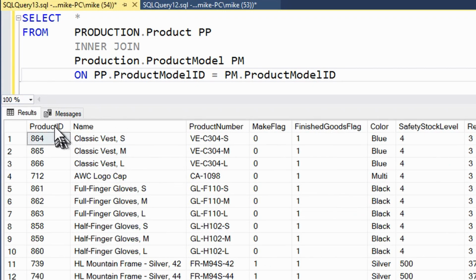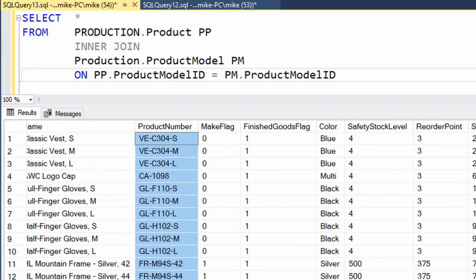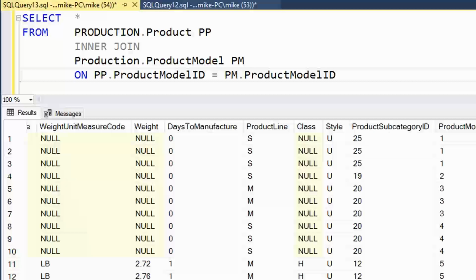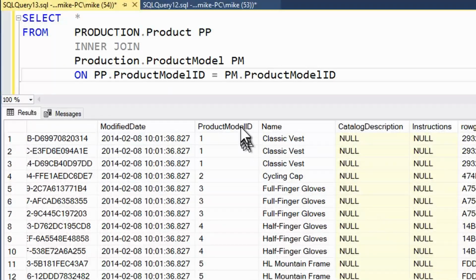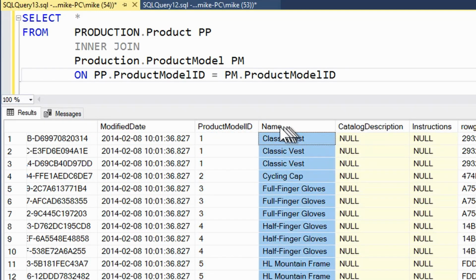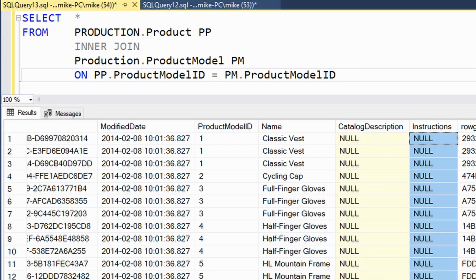Okay, what's happened? Some funny things here. The order has suddenly changed. Product ID number 1 was at the top, but we've got this weird-looking order here. But let's look at the columns. Product ID, name, they're the names of our product columns. But if we scroll over to the right, keep scrolling, keep going. Oh, look at that. We've got a whole bunch of columns from the product model table. There's ID, there's name, catalog, instructions, and so on and so forth.